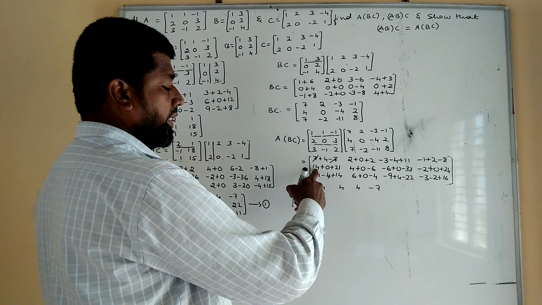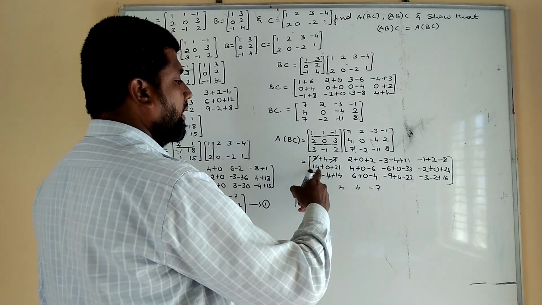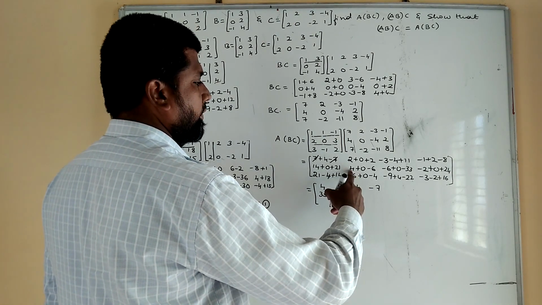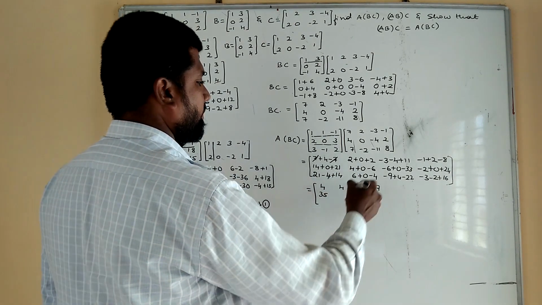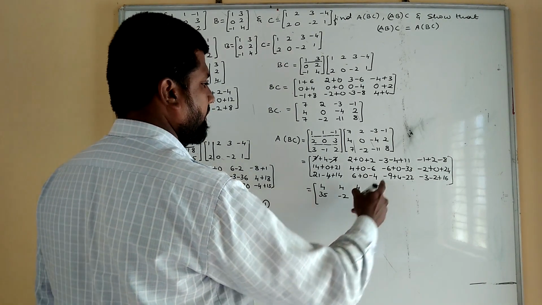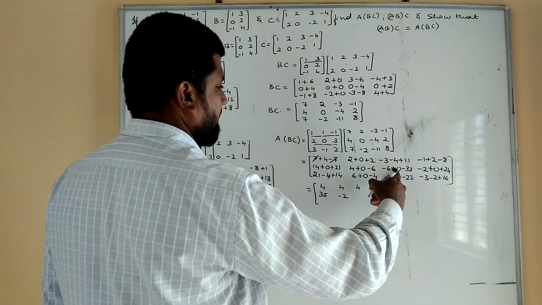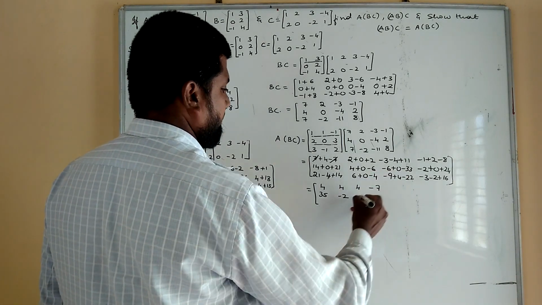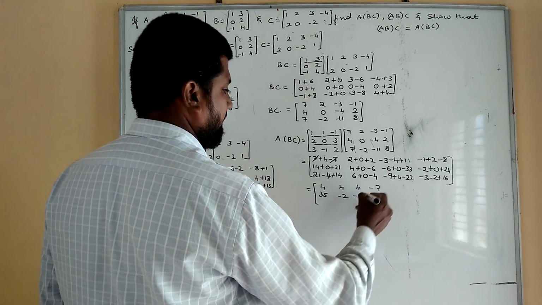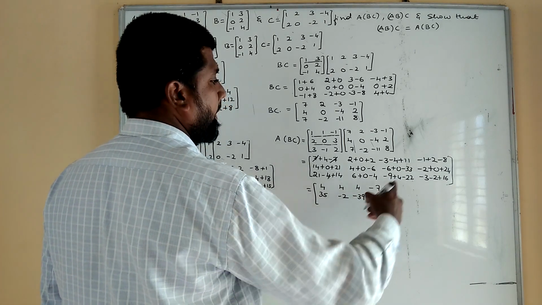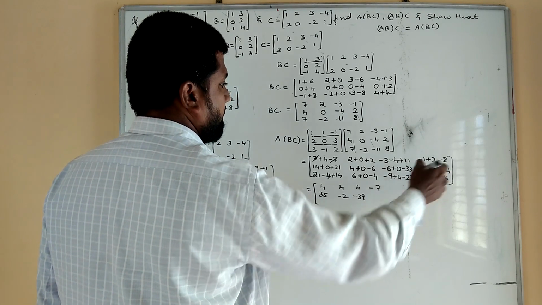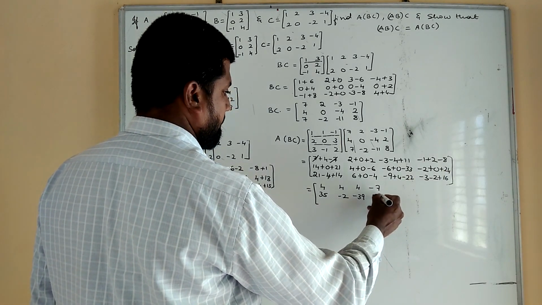Next, 14 plus 0 is 14, 14 plus 21 is 35. Then 4 plus 0 is 4, 4 minus 6 is minus 2, minus 6 plus 0 is minus 6, minus into minus plus, the greater sign is minus, 6 plus 33 is 39. So then minus 2 plus 0 is minus 2, minus 2 plus 24 is 22.